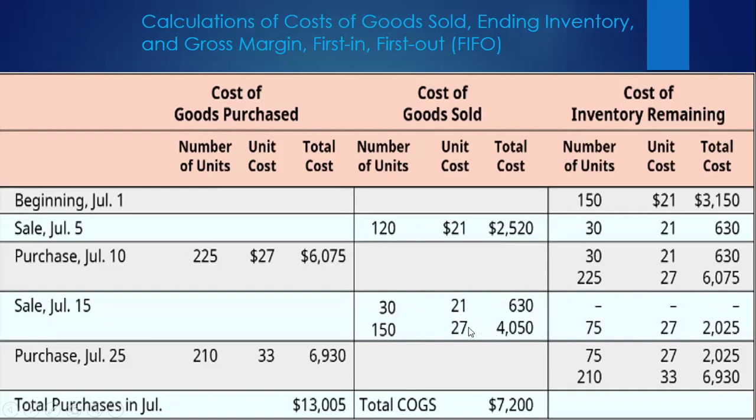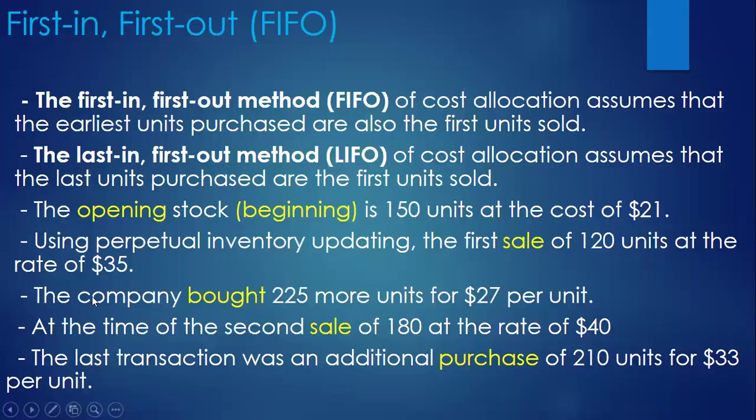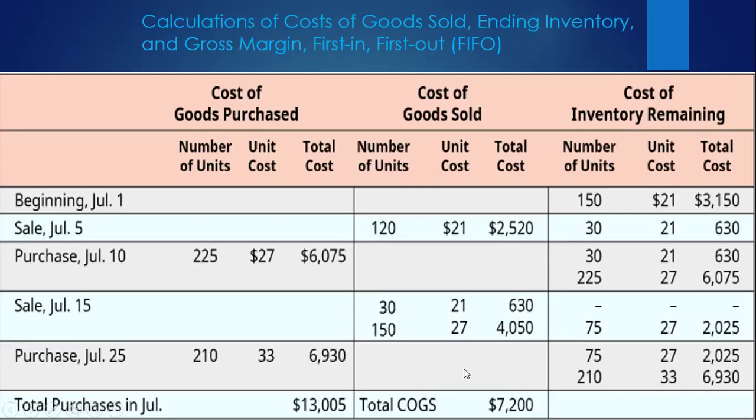So that will translate this transaction, the second sale of 180. Finally, I have a purchase of 210 units at the rate of 33. That's a cost, not a selling price. So a cost of $33. Let's see how that will be recorded. 210 units at 33 gives you a total of 6930.